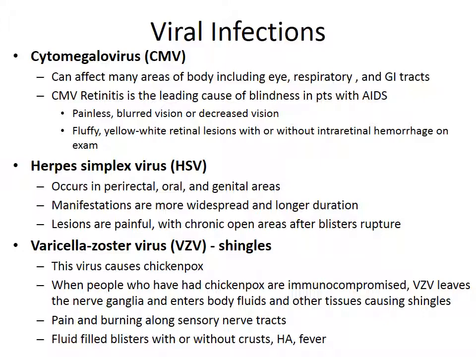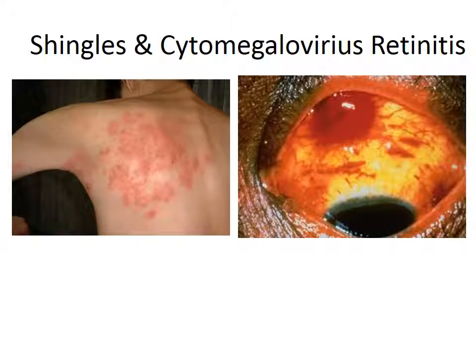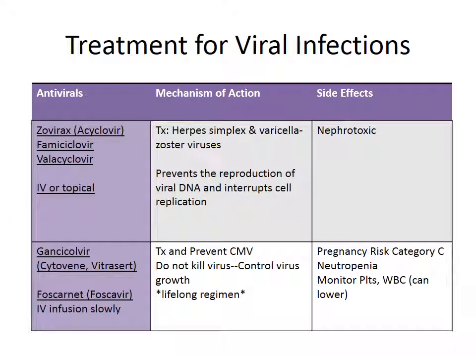Varicella-Zoster virus, VZV, or shingles, is the virus that causes chickenpox. When people who have had chickenpox are immunocompromised, the VZV leaves the nerve ganglia and enters the body fluids and other tissues, causing shingles. Pain and burning along sensory nerve tracts results, and fluid-filled blisters with or without crusts develop, along with headache and fever. This shows shingles and the cytomegalovirus retinitis.